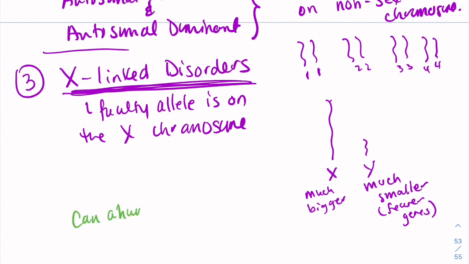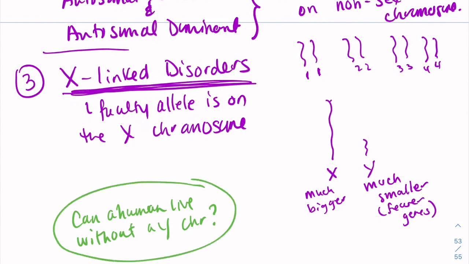And so just to put out a little question for you: can a human live without a Y chromosome? Yeah, I sure hope so. I've been doing it all my life. 51% of the population's been living just fine without a Y chromosome. The answer is yes.